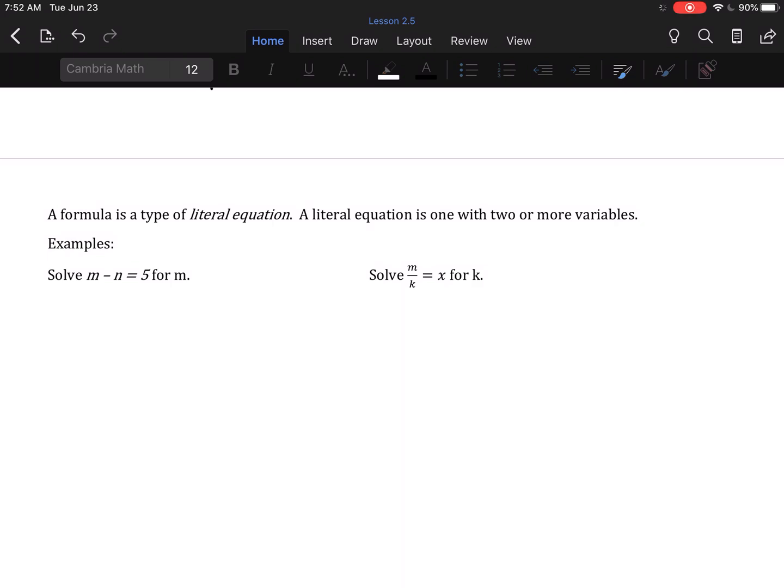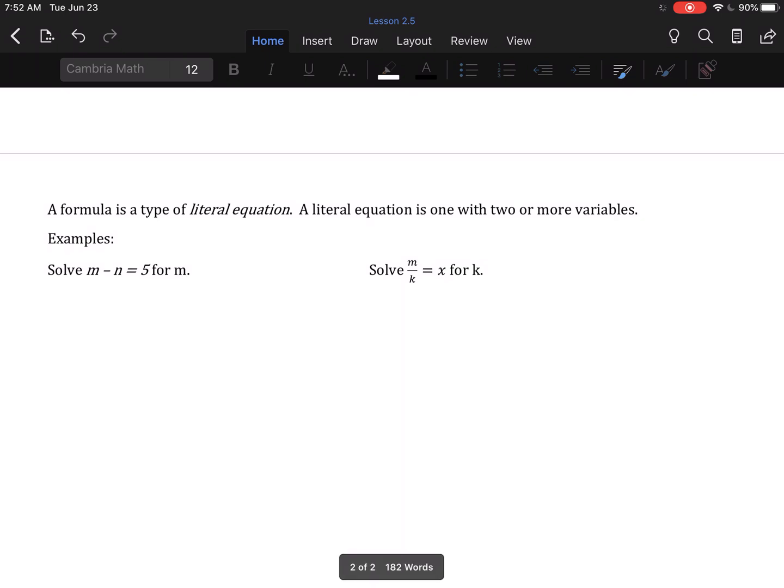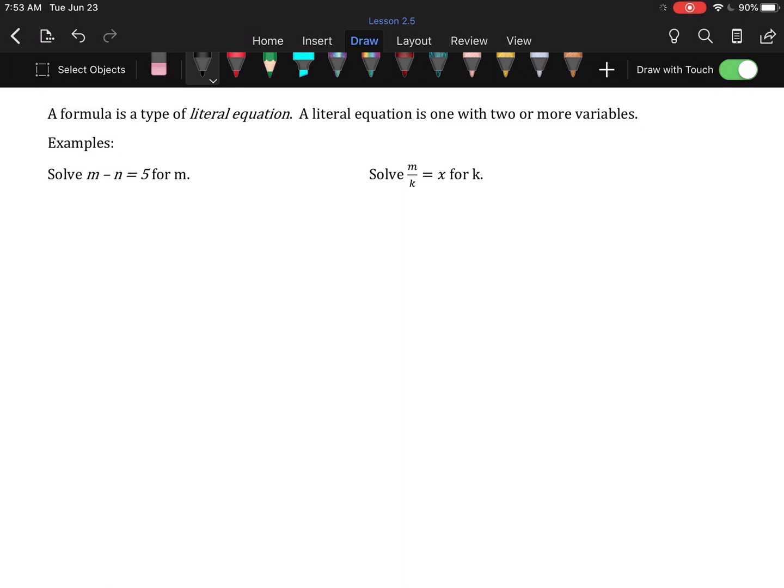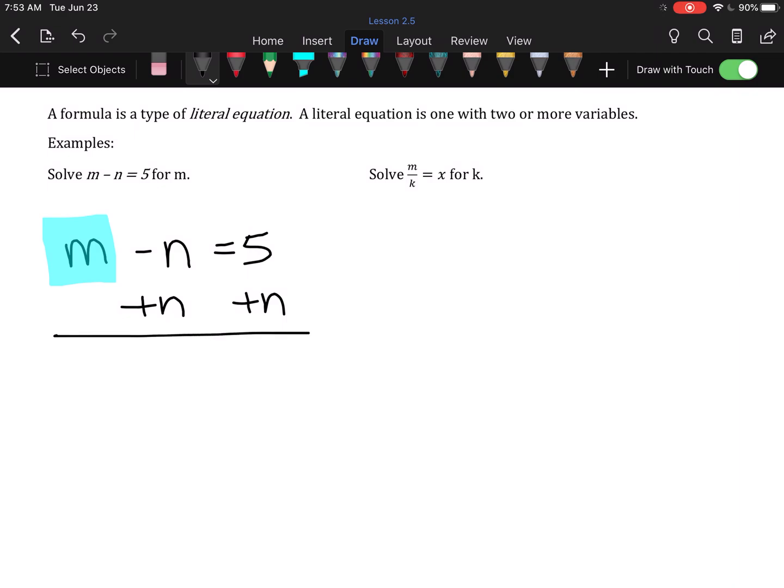So, just for definition here, a formula is a type of literal equation. A literal equation is one that has two or more variables. So something like solve m minus n equals 5 for m. So m minus n equals 5. And we want it solved for m, which means we want m by itself. Well, what's being done to m? It's got a minus n. So how do I undo that and get it to the other side? Addition. 5 plus n can't combine, so we leave it as 5 plus n, and there we go. We've solved for m.